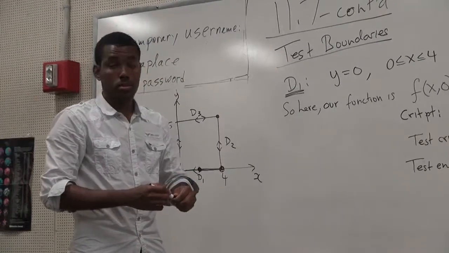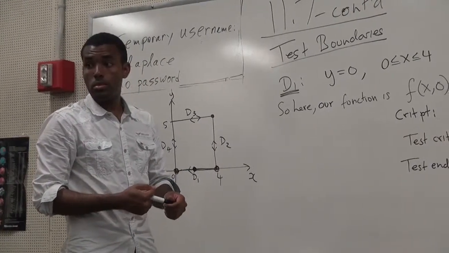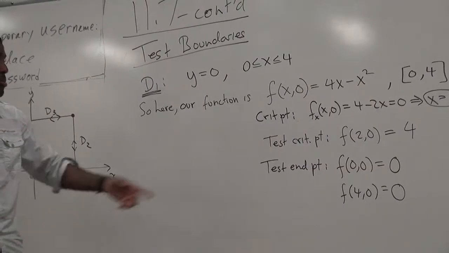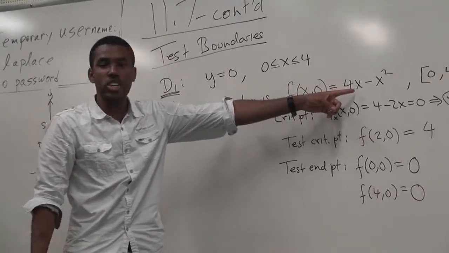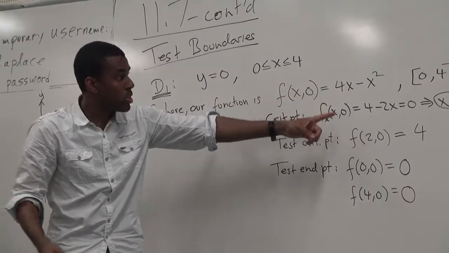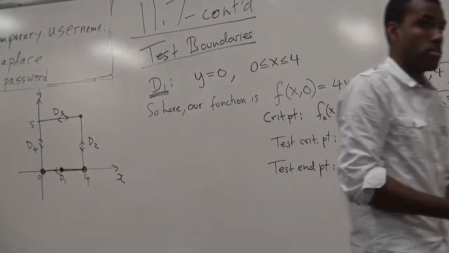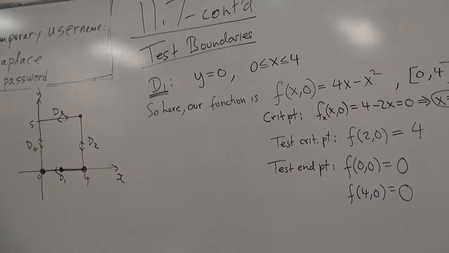If plugging in y equals 0 had given us multiple solutions for x, then we would have multiple critical points. So it's possible to plug in a y value, and here you get a cubic, and you can have several solutions for that. You need to do this for each boundary.